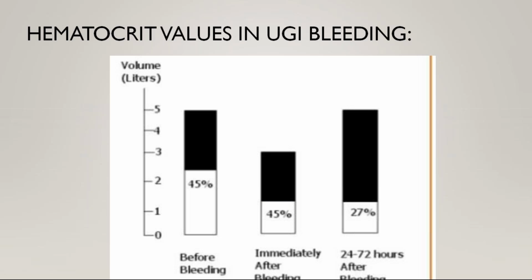These are the hematocrit values in upper GI bleeding. Follow-up of the hematocrit value is very important while resuscitating the patient. Before bleeding it is mostly 45%. Immediately after the bleed, the hematocrit value is still 45%. 24 to 72 hours after the bleed, the hematocrit value is 27%. When you resuscitate, we have to monitor the hematocrit value, which should return to the level before the bleeding.